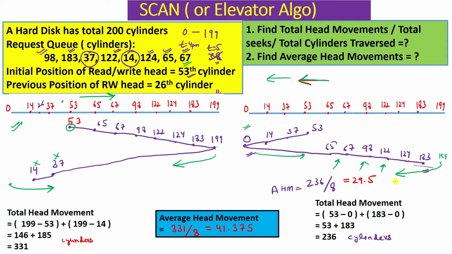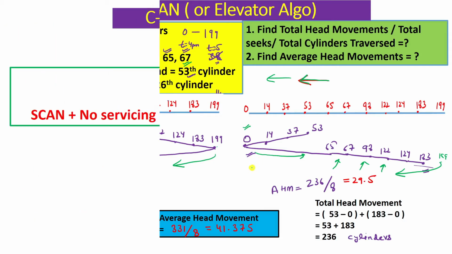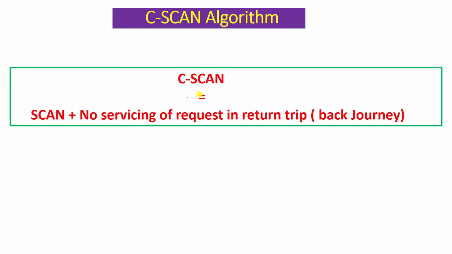Why are we doing this in C-scan, or what is the motivation behind introducing the C-scan algorithm? We will see that later. First let's see the example and apply our C-scan. So we understood that the C-scan algorithm is basically a scan algorithm, but we will not entertain any request in our return journey or back journey. So let's start with our example.